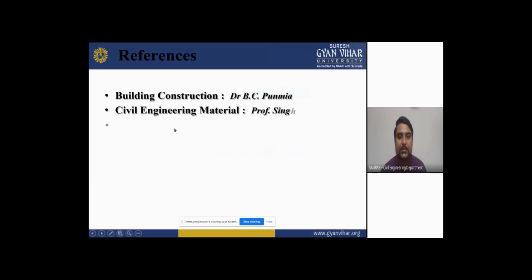Come to the reference. There is a reference of building construction which is written by B.C. Punmia and civil engineering material which is written by Professor.